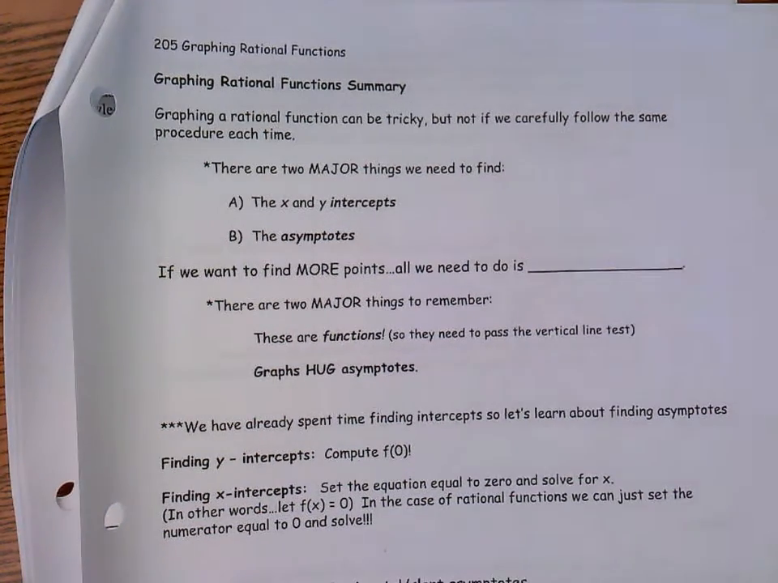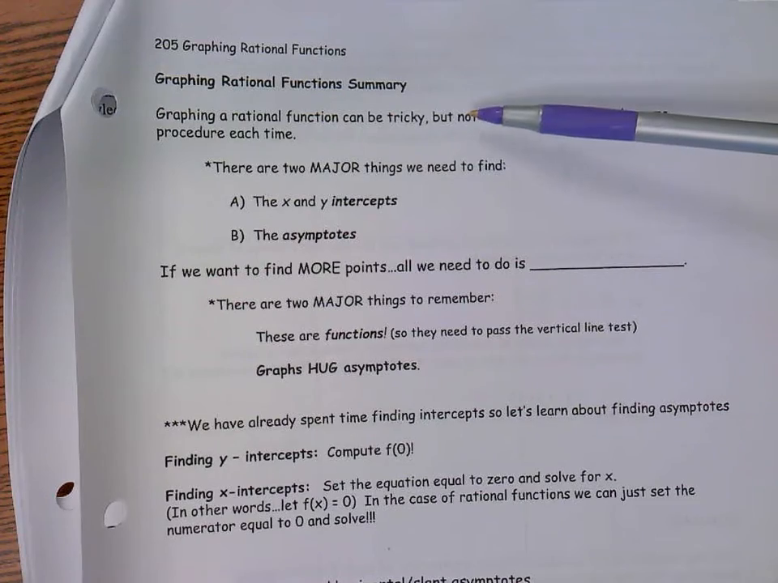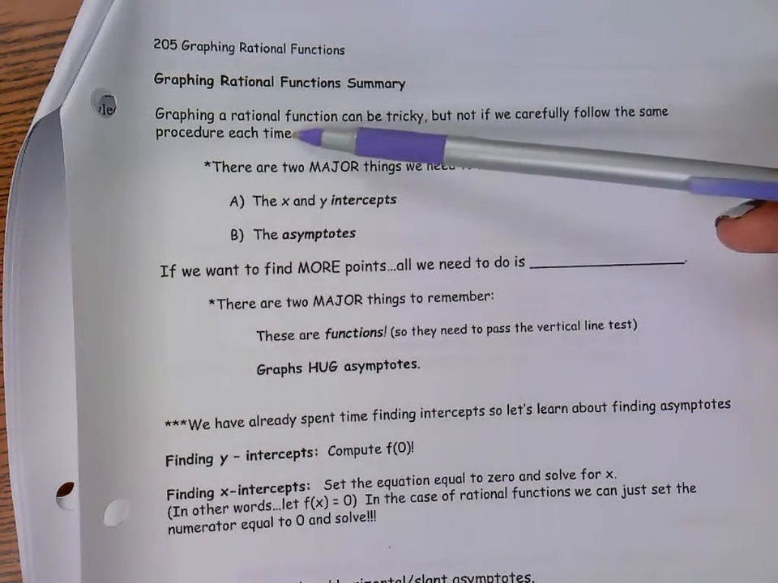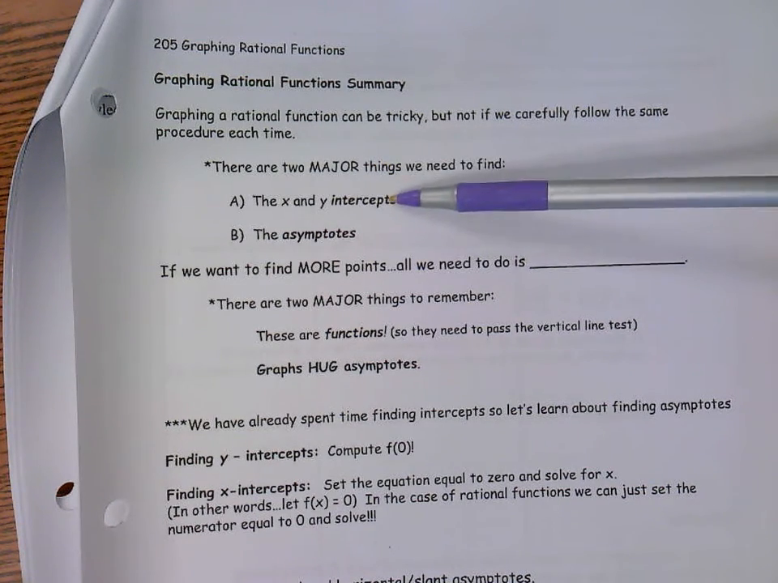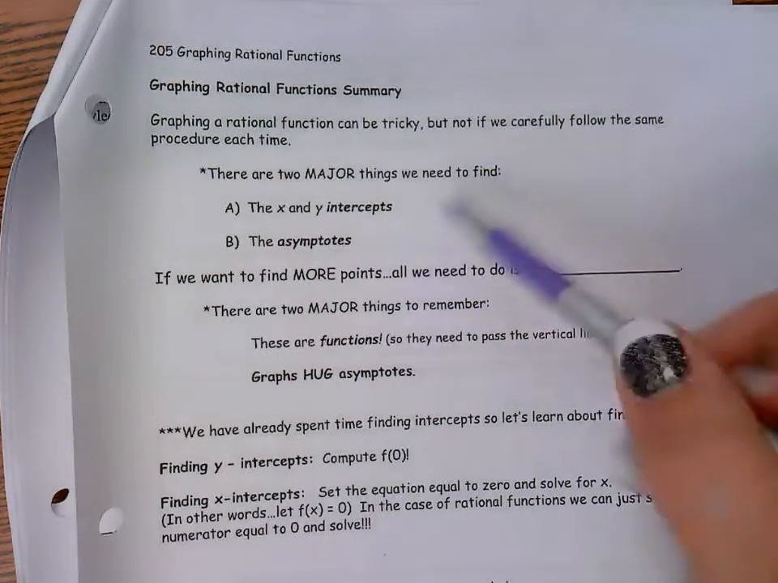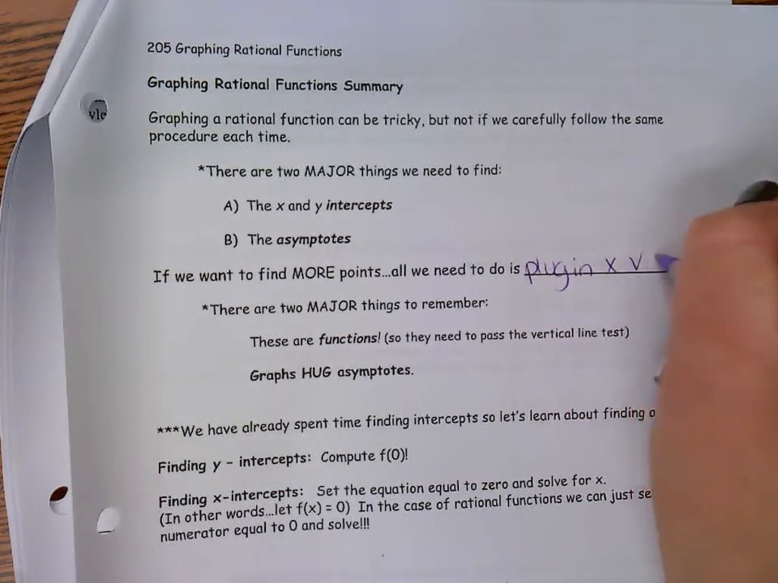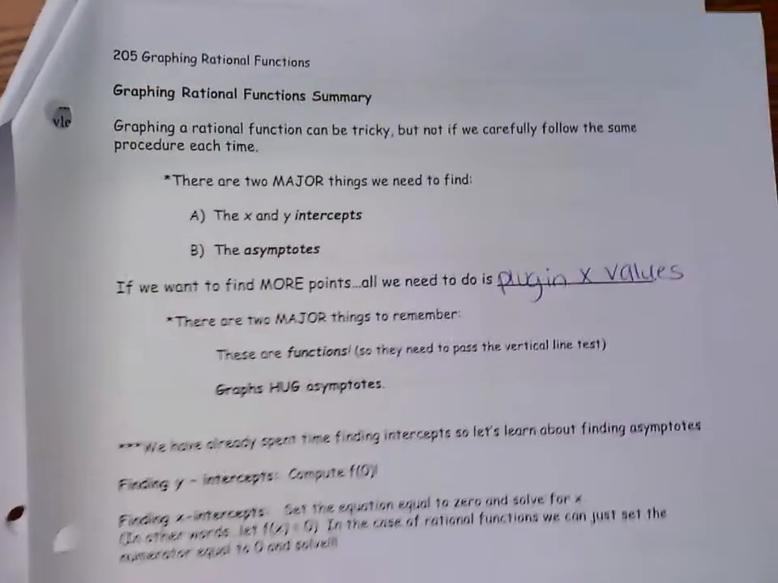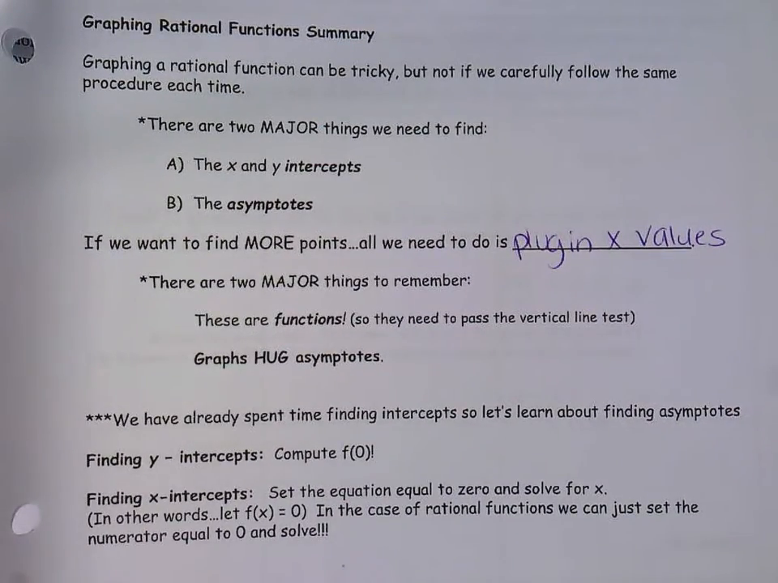So we're going to just go through this summary. It says graphing rational functions can be tricky, but not if we carefully follow the same procedure each time. The two major things we're looking for are the intercepts and the asymptotes. And then if we want to find more points, all we need to do is plug in x values, right? So if I want to flesh out my graph, all I have to do is plug in a couple more x values. That gives me a couple more coordinates.